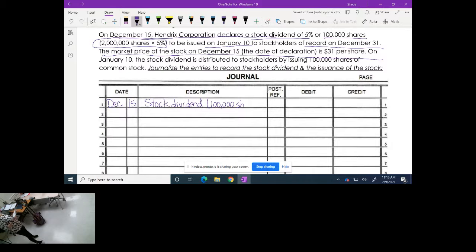The $31. If they were giving out cash, the thing is too, they're giving out 100,000 shares. If the value of these shares on the date they declare the dividend is $31, and if they turned around and sold them and gave them cash, it would be the same amount. So you're going to value it using market price. So 100,000 shares times $31 per share. So that's where that came from. All right, so we've got $3,100,000.